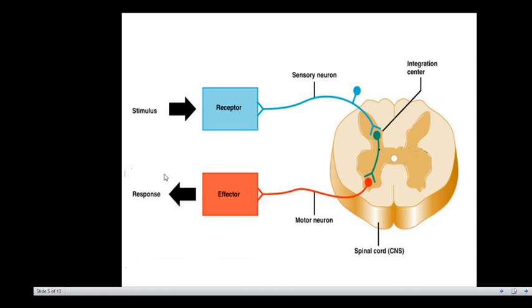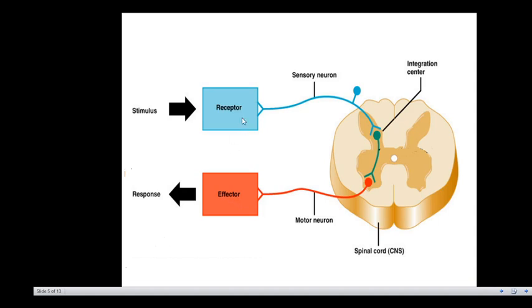This is the picture of reflex arc. See here, stimulus is coming here, so the receptor is receiving the stimulus. Okay, so this is the receptor, the sensory neuron. This is the integration center. This is the spinal cord. This is actually the motor neuron, and that response is reaching through the effector.